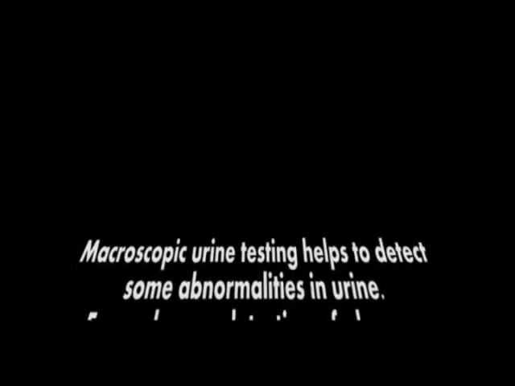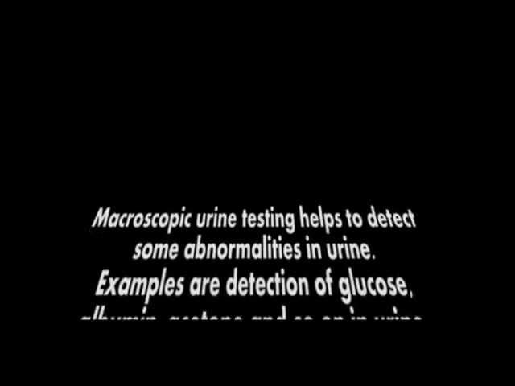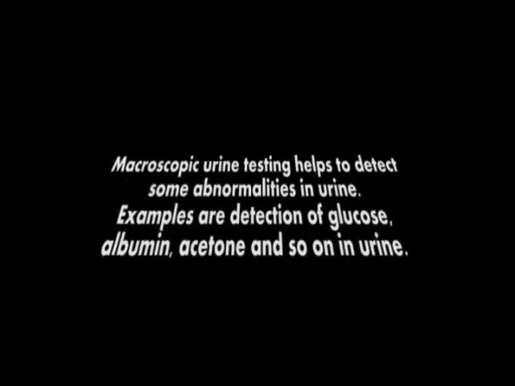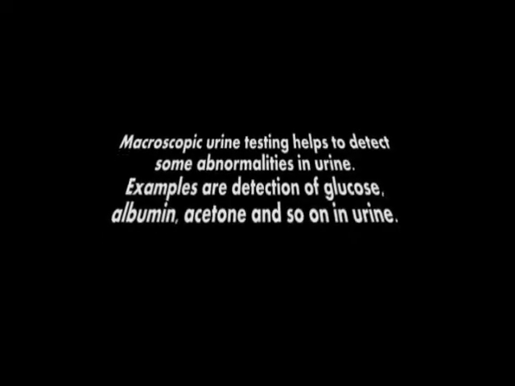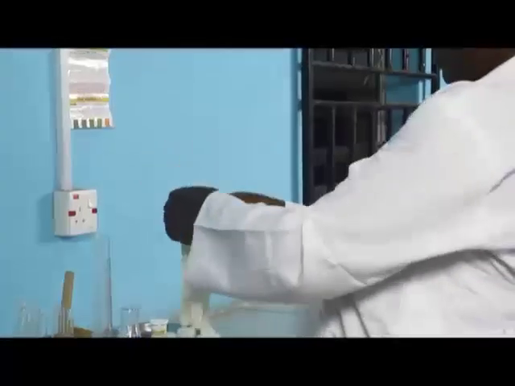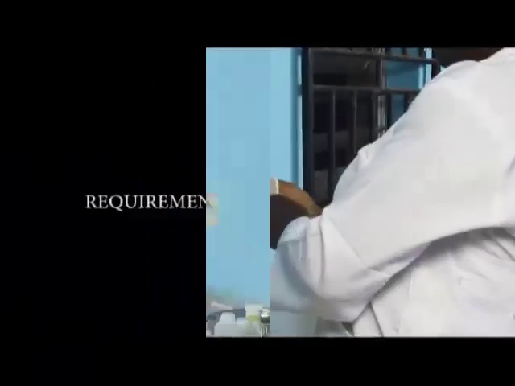Urine testing procedure. Macroscopic urine testing helps to detect some abnormalities in urine. Examples are detection of glucose, albumin, acetone, and so on in the urine. This is usually done in a designated room on the ward or practical laboratory in schools.